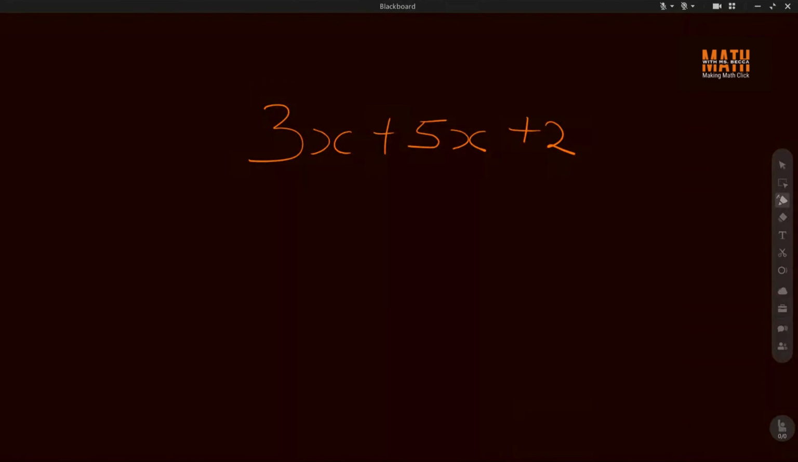Algebra doesn't have to be confusing. In this video, we will learn how to simplify expressions by combining like terms, the easiest way to make algebra manageable. Now, what are like terms? Like terms are terms that have the same variables.